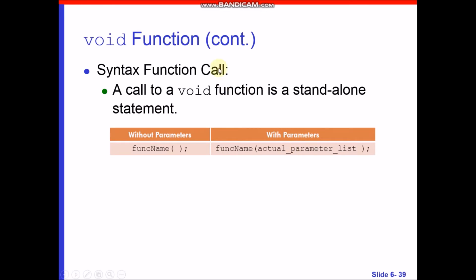While for the function call in the void function, a call to a void function is a standalone statement, which is you will just have the function name and the parameter, which is blank for without parameters, while for with parameters you will have the function name and the actual parameter list. Okay class, please remember where we will call the function. So where is it, class?